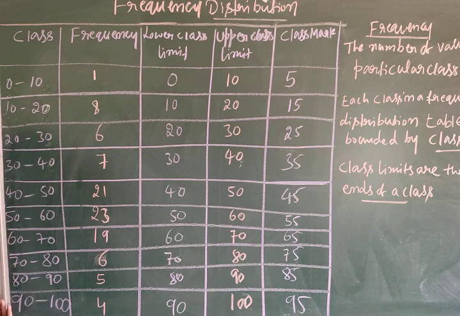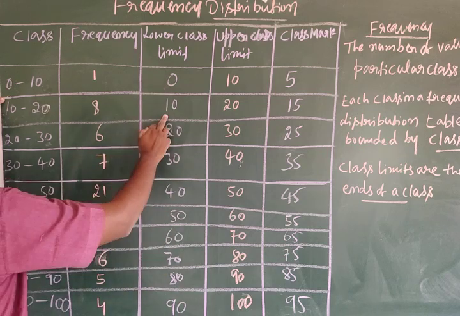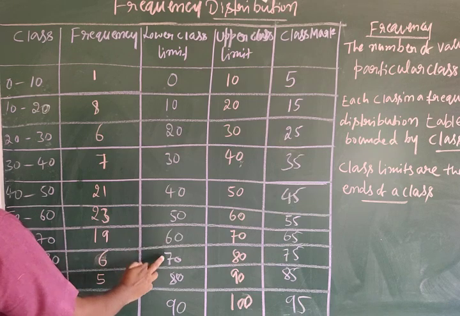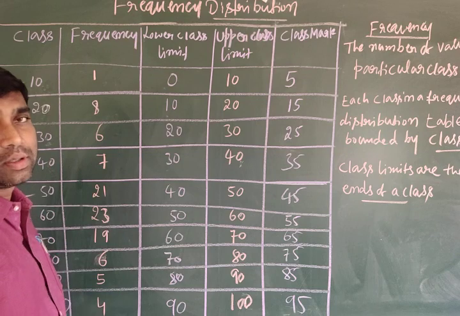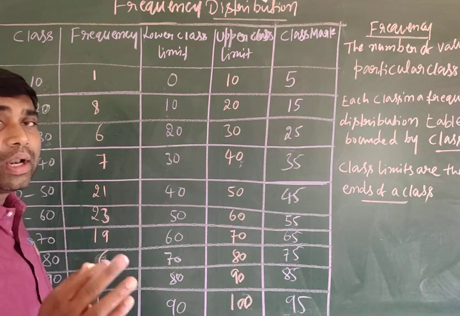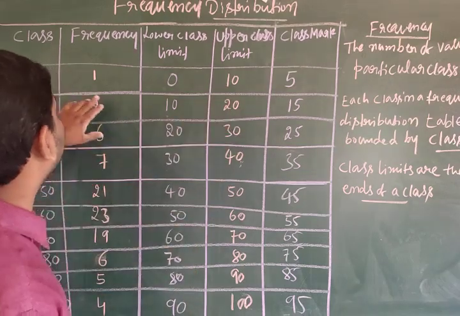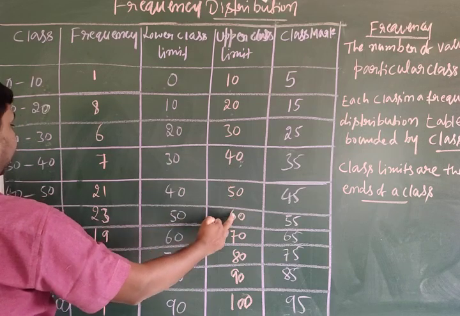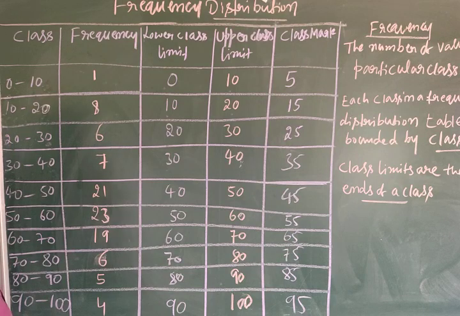These are all lower class limits. These are all upper class limits. You can observe here 0, 10, 20, 30, 40, 50, 60, 70, 80, 90. These are all called lower class limits. Those which have lower values are called lower class limits. And this is the upper class limit: 10, 20, 30, 40, 50, 60, 70, 80, 90, 100. These are all called upper class limits.